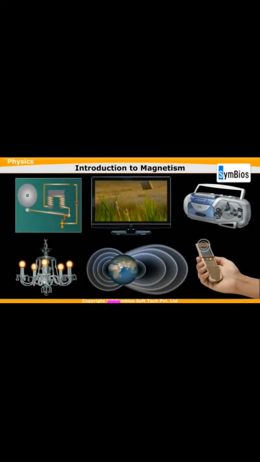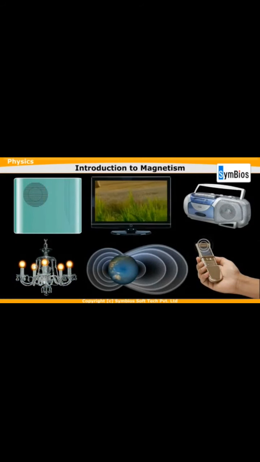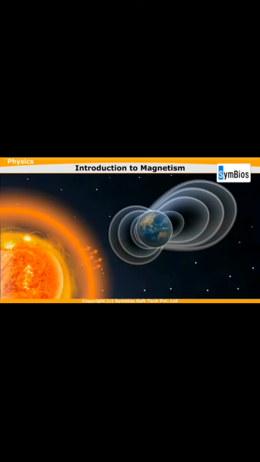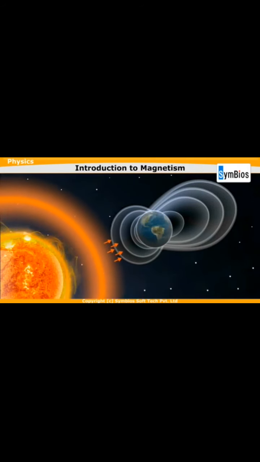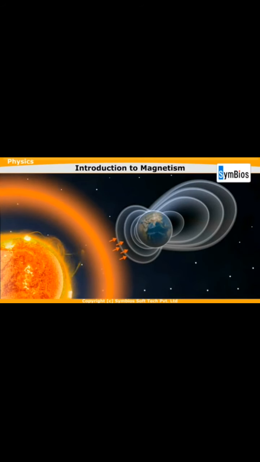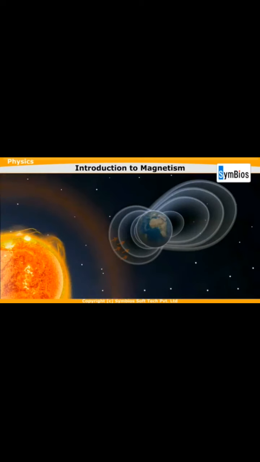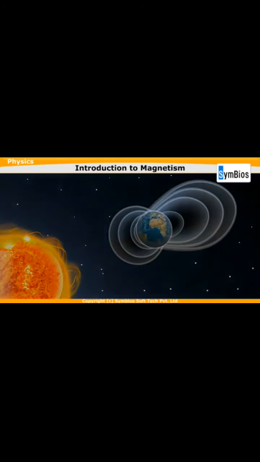Now, we have known that magnetism plays an important role in our life. We have electricity and all those appliances which make our life comfortable with the help of magnetism. More important than any of these, it protects Earth from the harmful radiations and thus supports life. We will learn more about magnetism in the coming session.